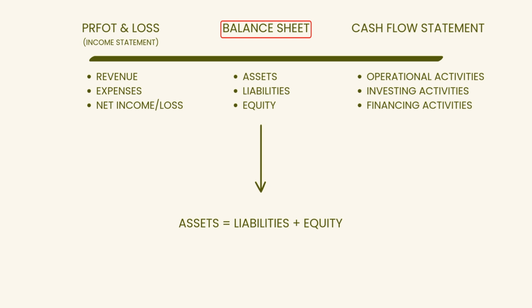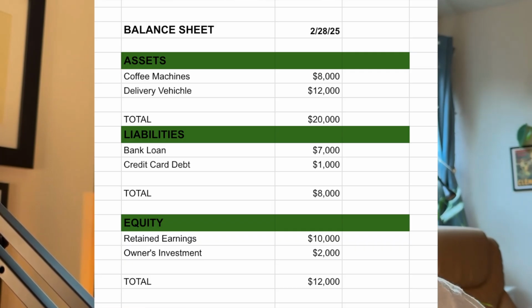All right, next report, the balance sheet. This provides a snapshot of a business's financial health at a specific date. It lists assets like your cash, equipment, inventory, its liabilities such as loans, unpaid bills, and equity, owner's investment, and any retained earnings. So for example, Morning Brew Cafe's balance sheet on the 28th of February shows $20,000 in assets, $8,000 in liability, and $12,000 in equity. Again, this is the accounting equation at play, meaning that the owner has built value in the business.